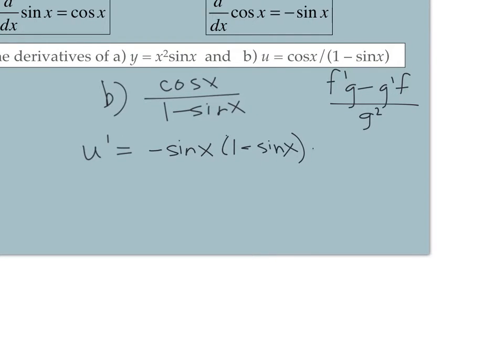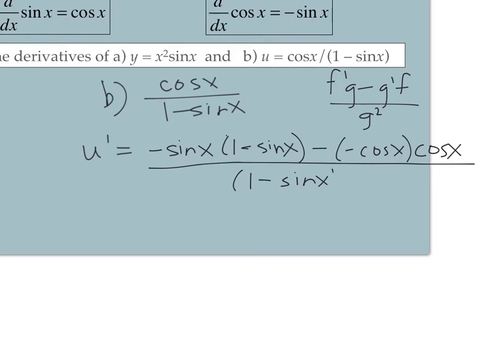Okay, minus g prime. What would be the derivative of 1 minus sine x? Negative cosine. It is negative cosine. So it'd be negative cosine times cosine all over 1 minus sine x squared.